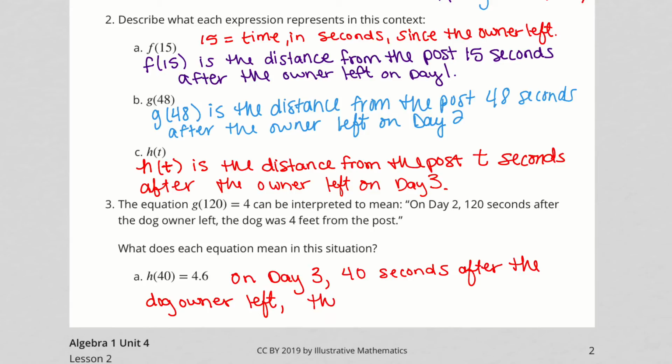The dog was how far from the post? 4.6 feet from the post. All right, when you're ready, go ahead and go to the next page.